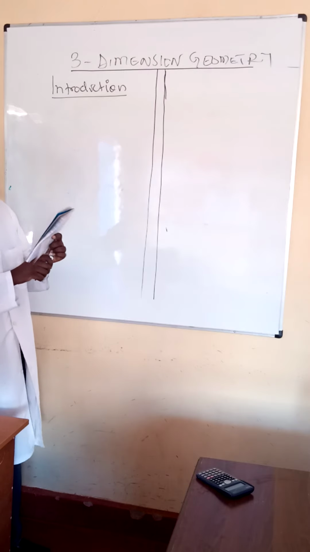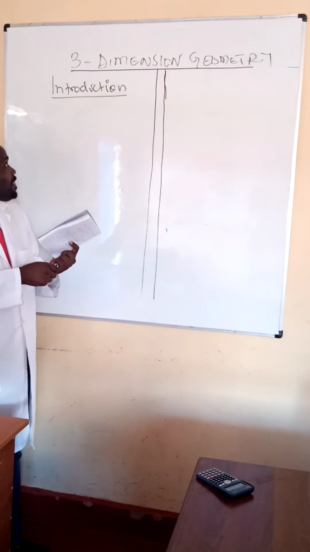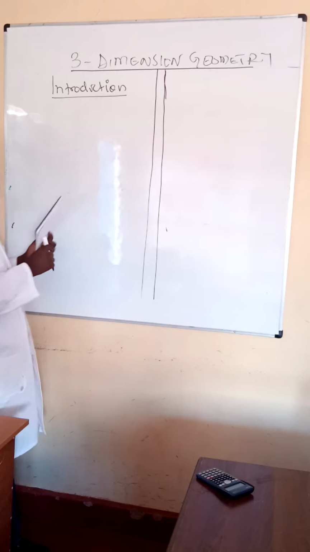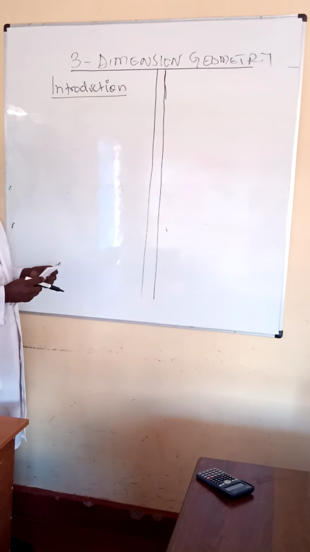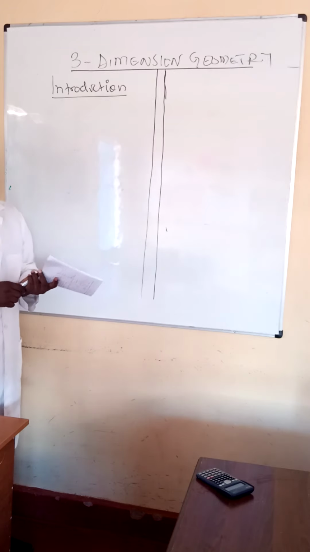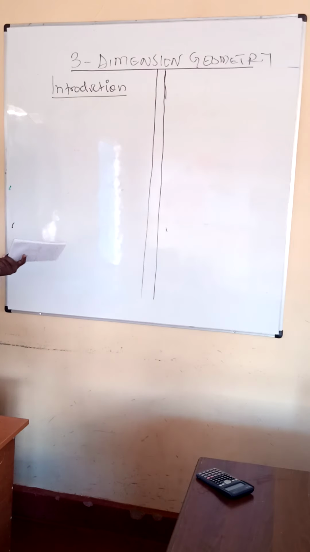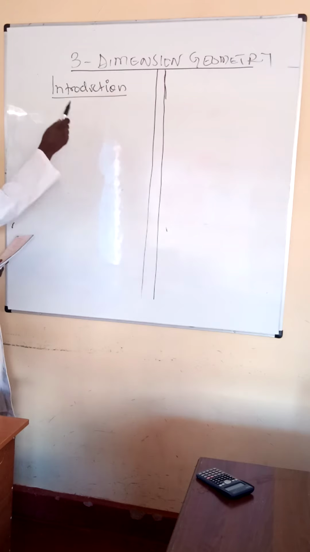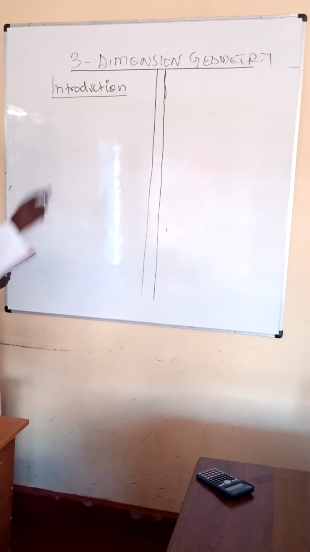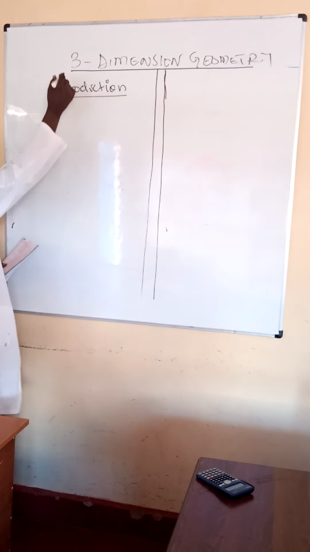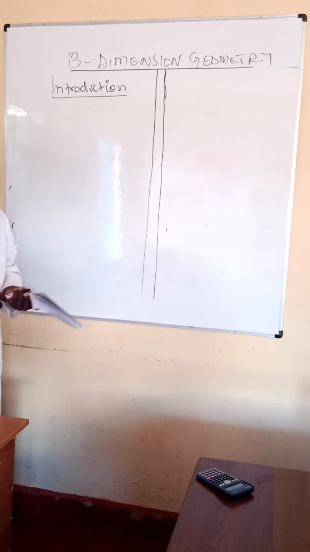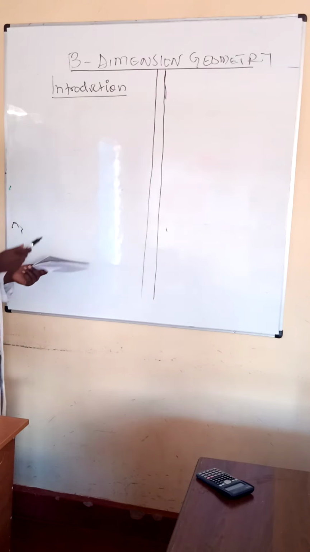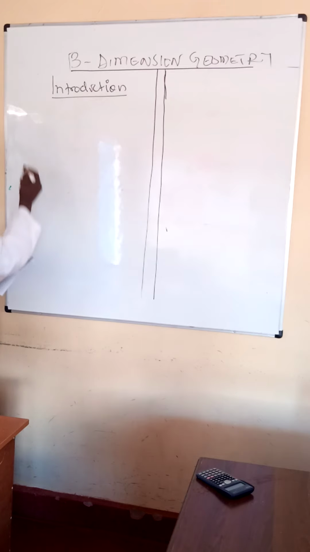Today we are going to look at three-dimensional geometry. Before we start, we are going to define some terms as far as this topic is concerned. We are going to do an introduction, and before that we are going to define the topic itself. Because our topic is three-dimension, we are going to see what is three-dimension, and before that we are going to see what is one dimension.